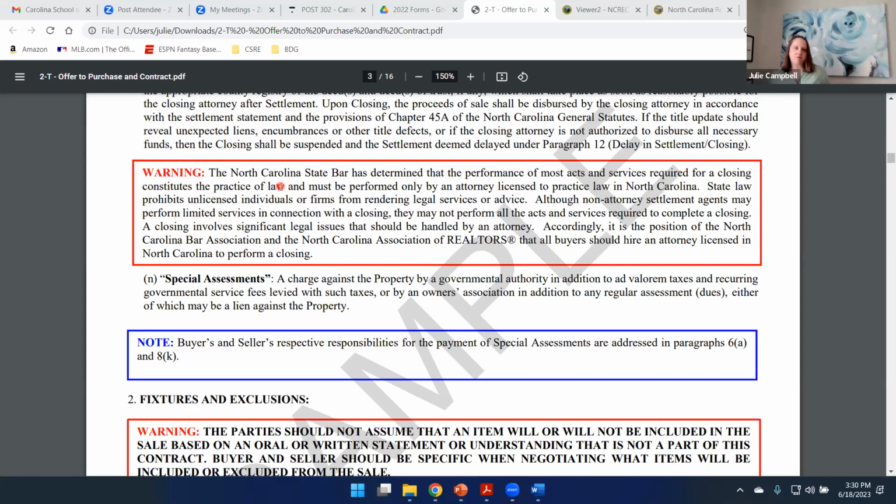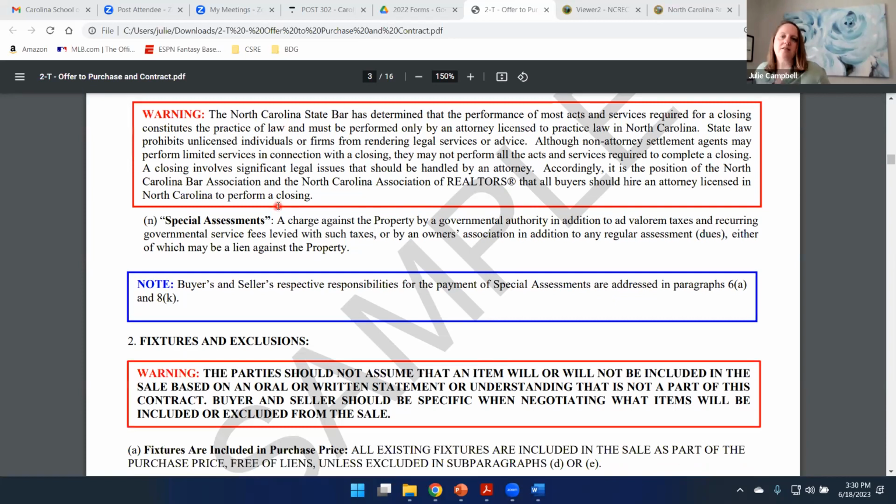The last thing we're just defining for now is special assessments. We're going to talk more about special assessments throughout the contract. So right now we're just going to define what that is. A charge against the property by a governmental authority, in addition to this year's taxes and reoccurring government service fees levied with such taxes, or by an owners association in addition with any regular assessments.